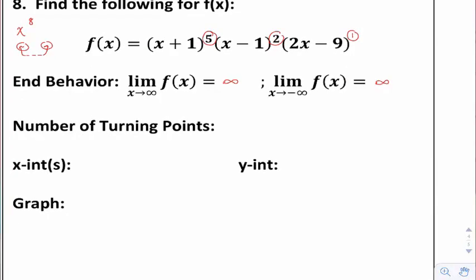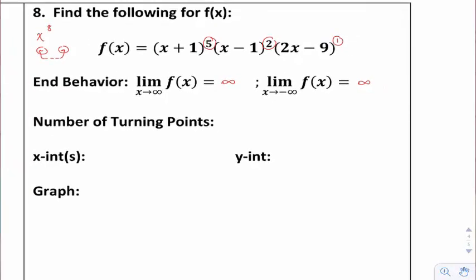Alright, now your x-intercepts on this one, it's already in factored form, so I'm going to have negative 1. Negative 1 is going to have a multiplicity of 5, which means it's going to flatten. It will still go through the point, but it's going to flatten. Next up, I have positive 1. This one's going to have a multiplicity of 2, so it's going to bounce.